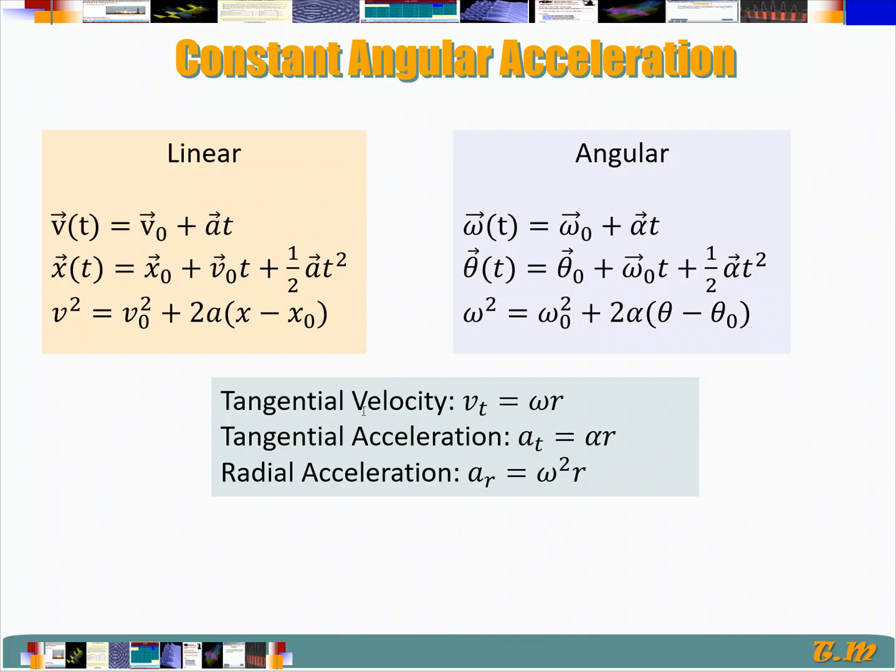The relationship between the tangential quantities and the rotational quantities is this: v sub t is equal to omega r, a sub t is alpha r, and a sub r is omega squared r.